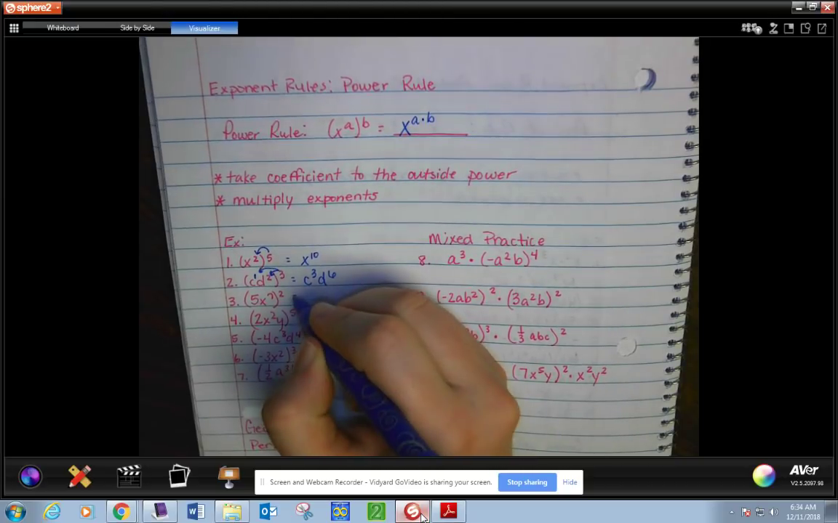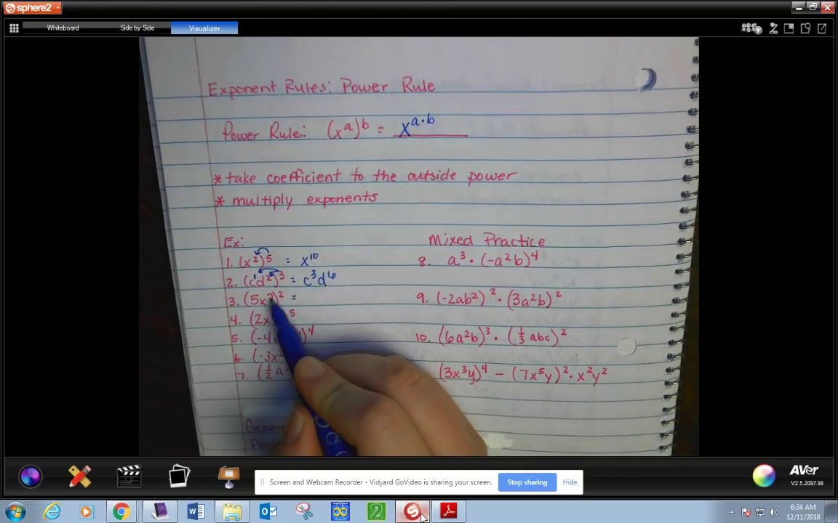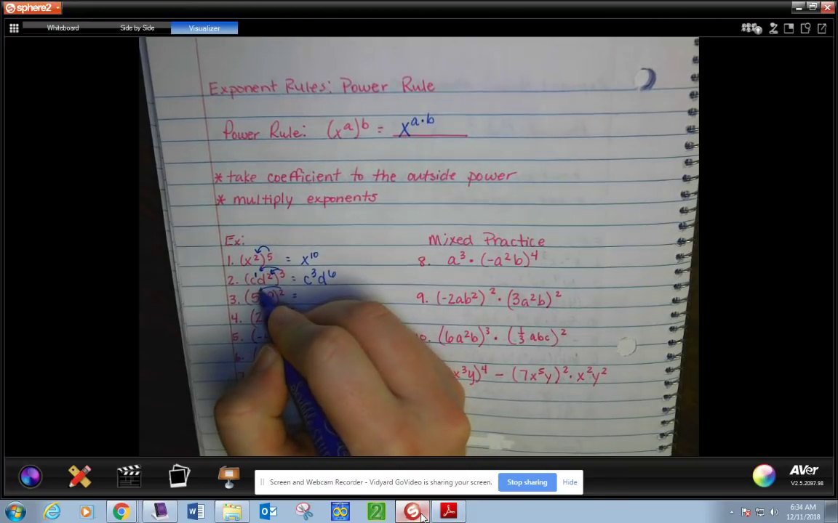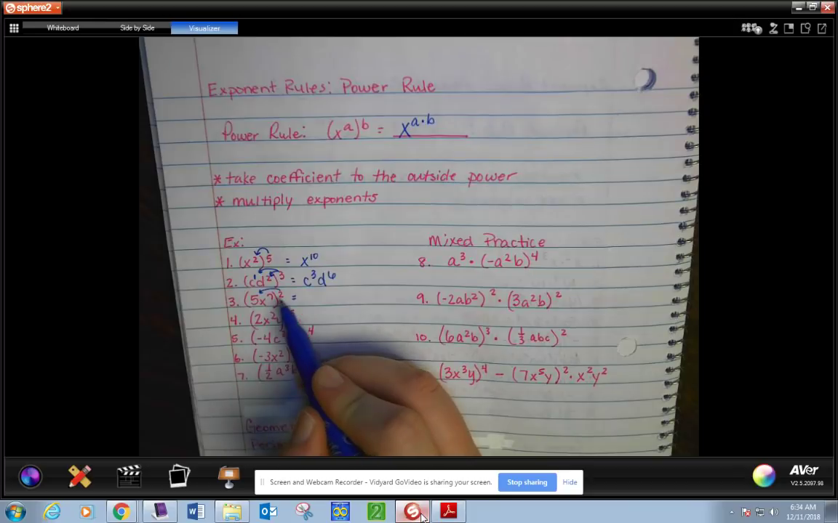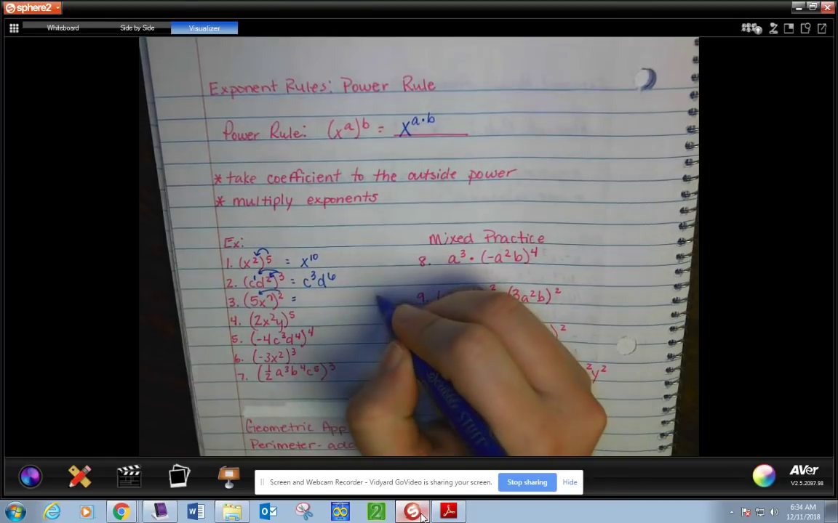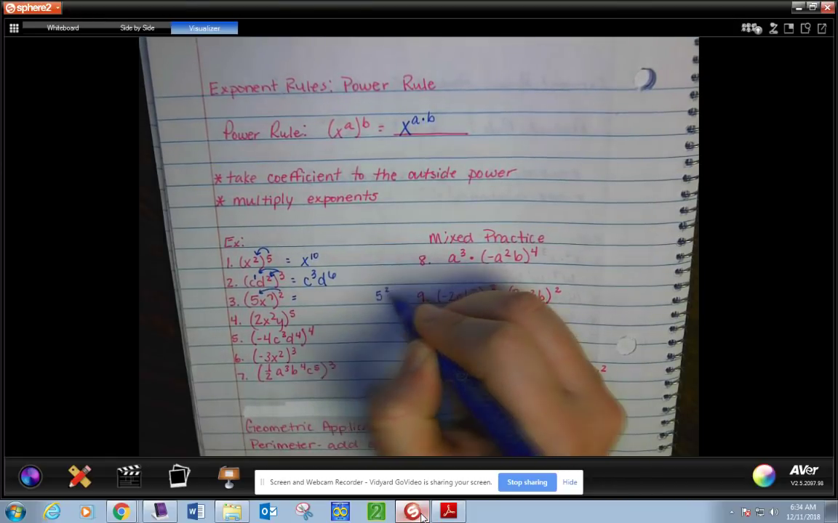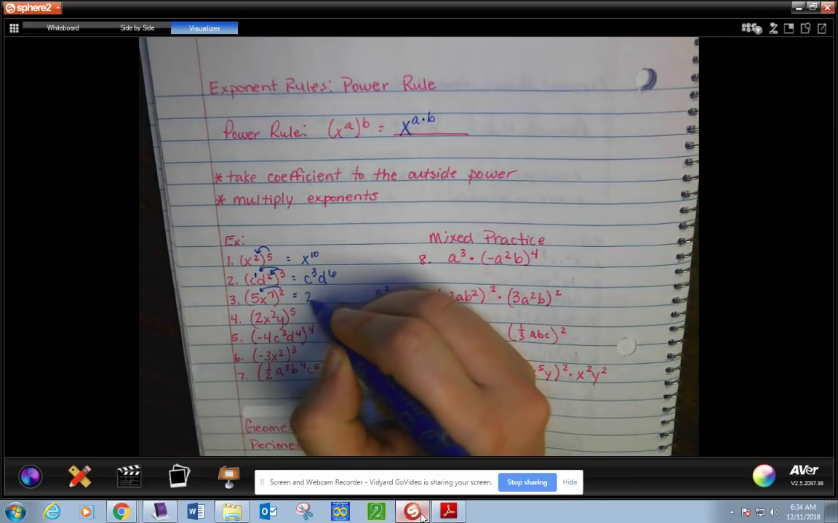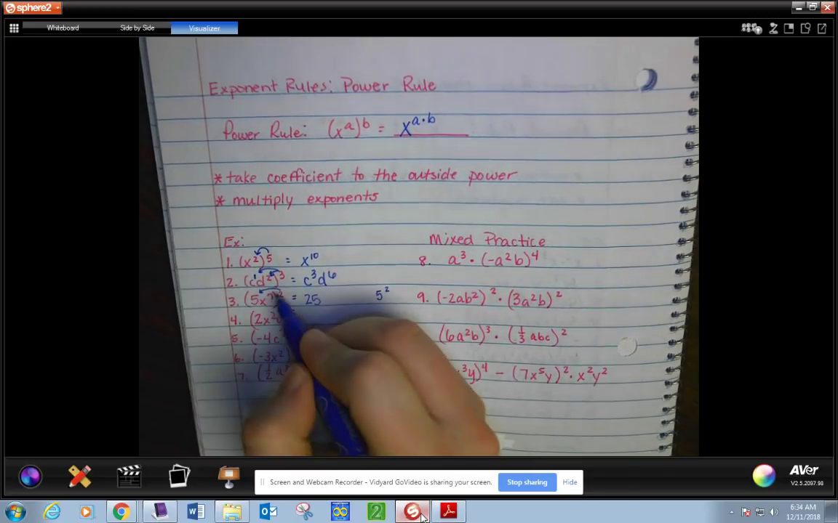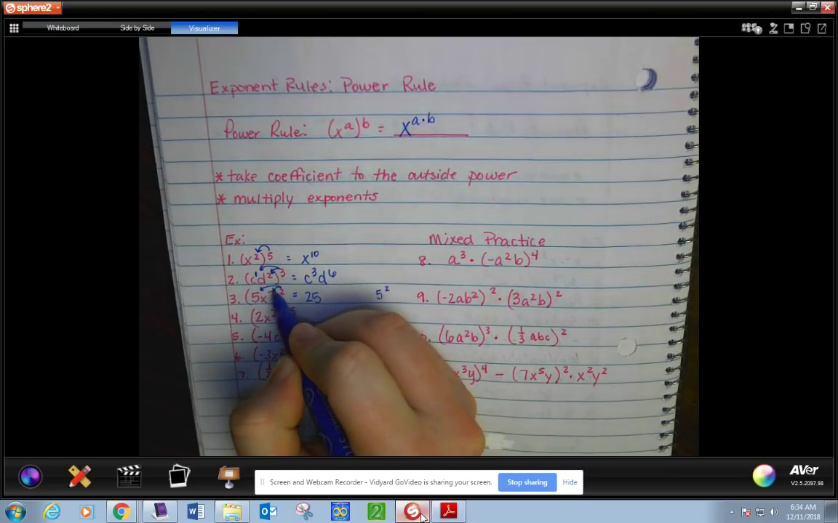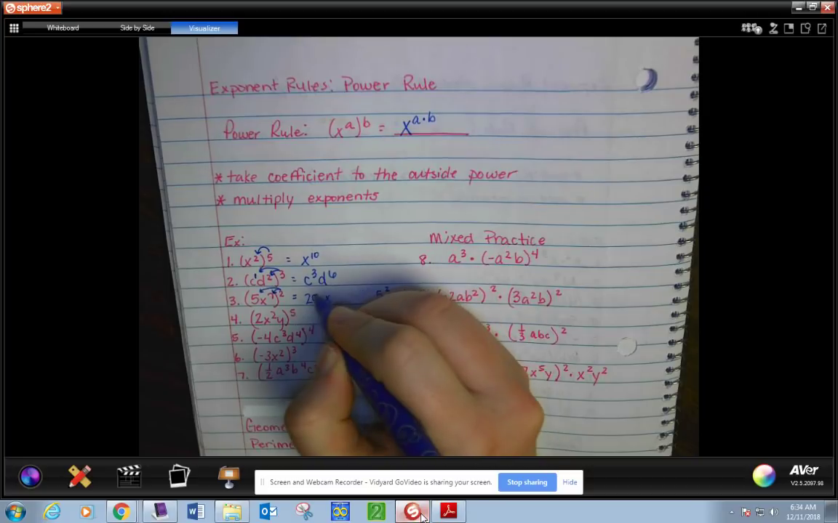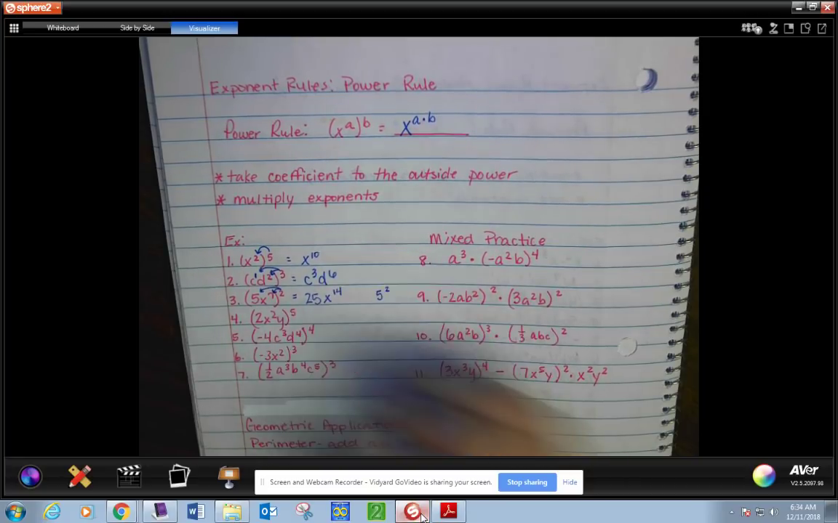Okay, for the next one, we have 5x to the 7th squared. Okay, well, the first thing you have to do is you have to put the squared on 5. You're not multiplying those. You are actually, I'm going to come out to the side, you are actually doing 5 squared. 5 squared is 25. And then you take that exponent and multiply it by the little exponent. Okay, so that gives you x, and 7 times 2 is 14.